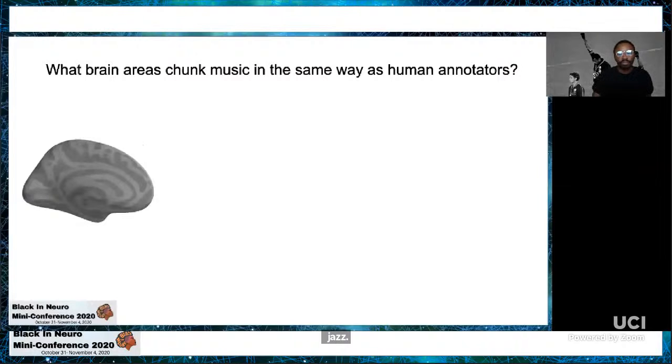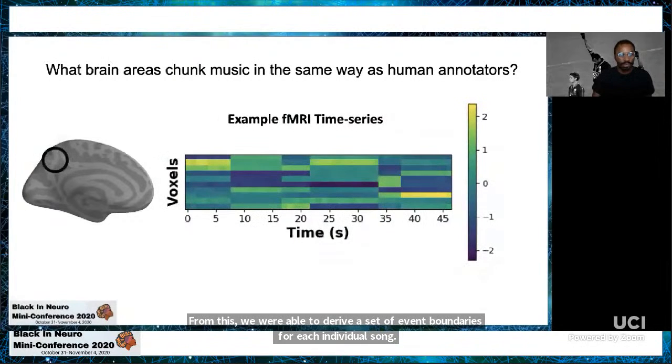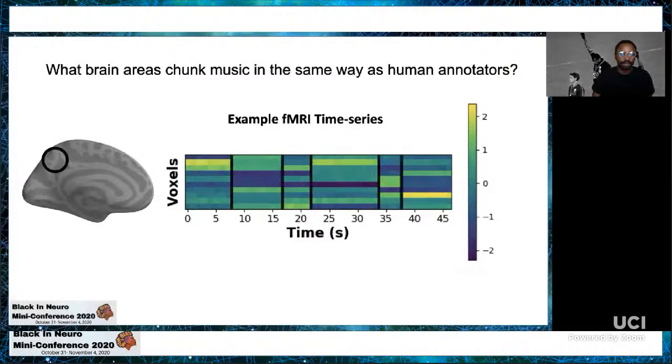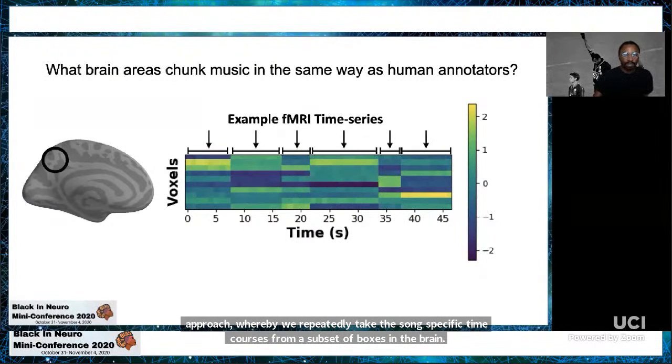So to identify which brain areas chunk music in the same way as our human annotators, we use a searchlight approach whereby we repeatedly take the song-specific time courses from a subset of voxels in the brain, and then we fit a hidden Markov model, also known as an HMM, to this time series. To briefly elaborate on the fitting procedure, what the HMM is attempting to do is represent the fMRI time series as a set of stable periods punctuated by shifts between these periods.